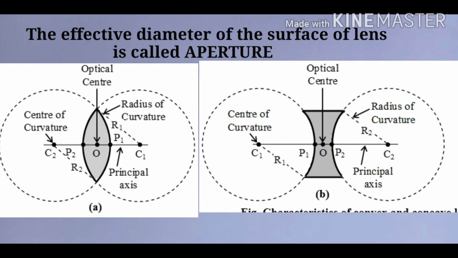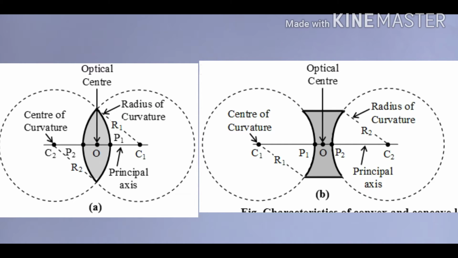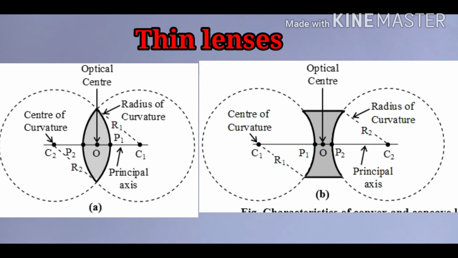The effective diameter of the circular outline of a spherical lens is called its aperture. We shall confine our discussion in this chapter to such lenses whose aperture is much less than its radius of curvature. Such lenses are called thin lenses with small apertures.